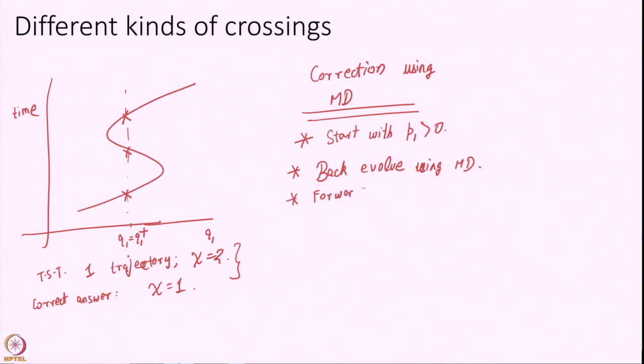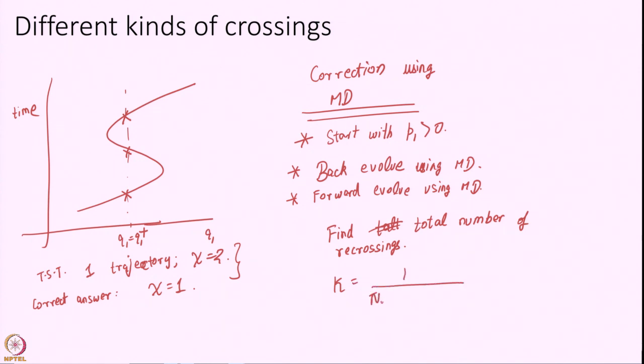Forward evolve using molecular dynamics. Find total number of recrossings. And set kappa equal to 1 over number of recrossings.